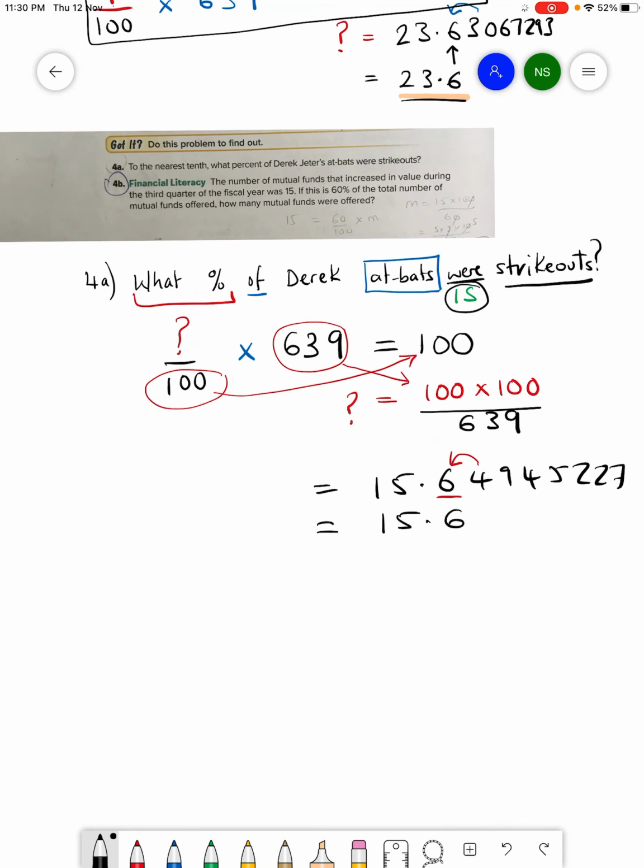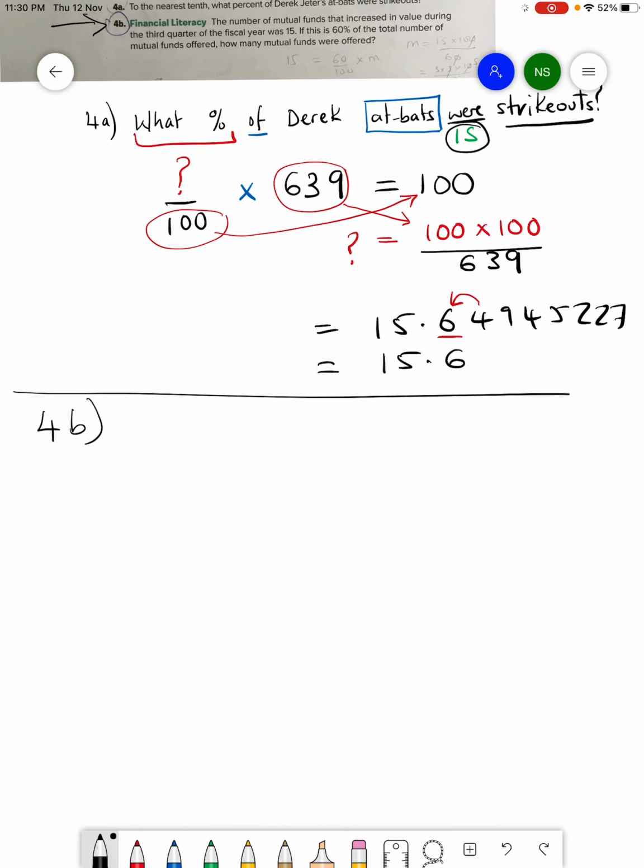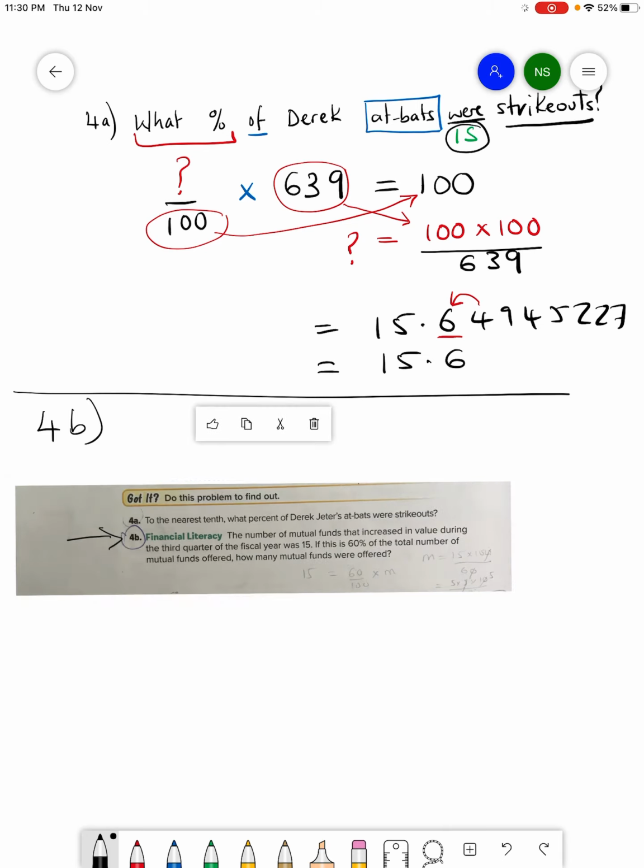Okay, so for 4B, we have financial literacy. The number of mutual funds that increased in value during the third quarter of the fiscal year was 15. If this is 60% of the total number of mutual funds offered, how many mutual funds were offered? My goodness, I don't even like that question, but I'm going to show you that it's exactly the same method.